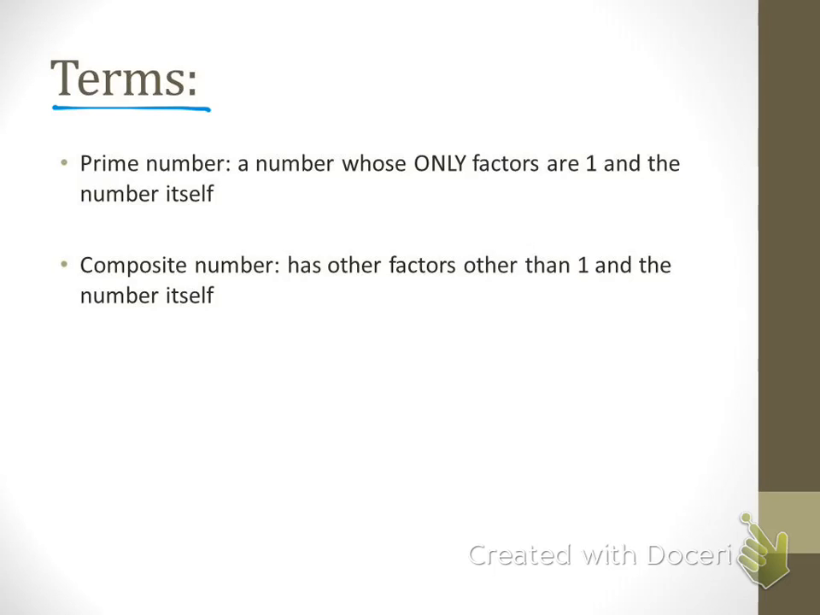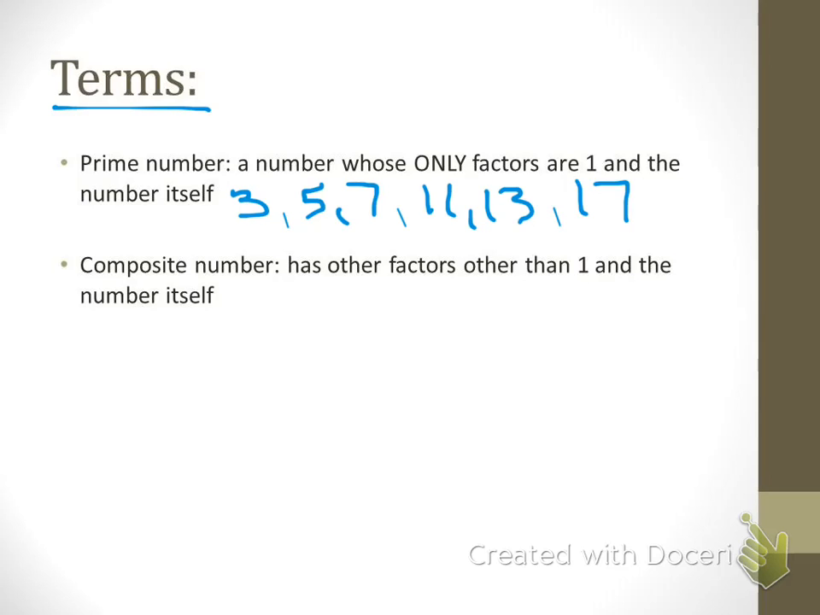An example of a prime number could be 3, 5, 7, 11, 13, 17. That's just a few. All of these numbers have one thing in common: their only factors are 1 and the number itself. There are no other numbers that can evenly go into these numbers.